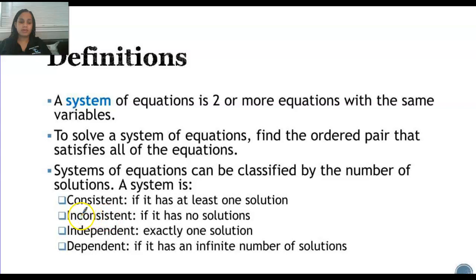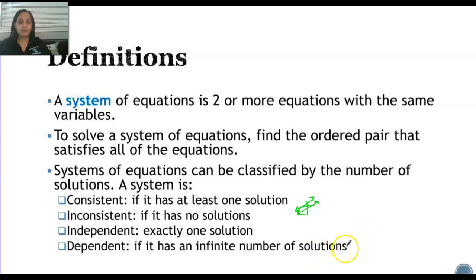You'll see what happens when we get no solutions. That'll be like if I draw a graph and my lines are parallel. Because what we're mainly looking for is an ordered pair where they intersect. So if they're parallel, they'll never intersect.